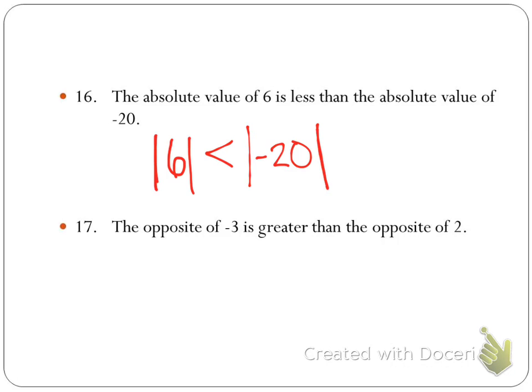On 17, it reads, the opposite of negative 3 is greater than the opposite of 2. When we are representing the opposite, we use a negative sign. So the opposite of negative 3. We use two negatives because we're taking the opposite of a negative. Is greater than. The greater than symbol kind of looks like an arrow pointing to the right. The opposite of 2 would look like just a negative 2. You could put the 2 in parentheses if you want to, but you don't have to.